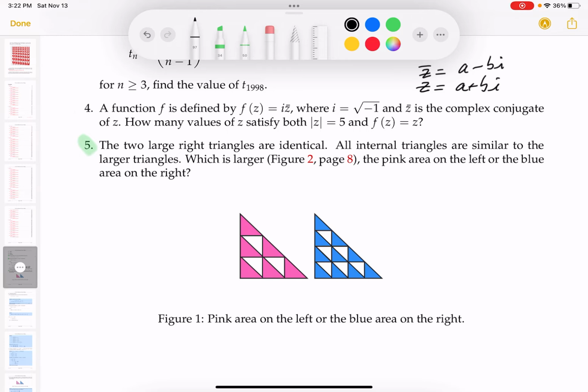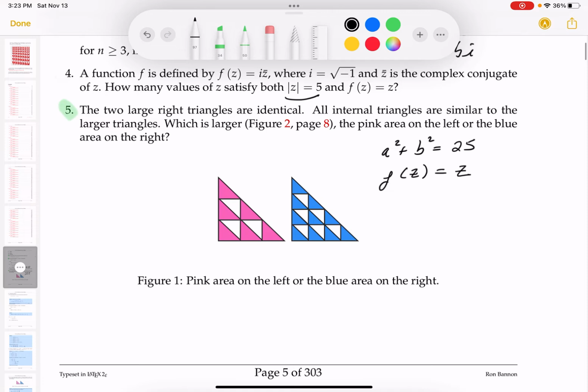That's a complex conjugate. Then they say, how many solutions satisfy where both the absolute value of z, that's the modulus, is 5. Now what does that mean? It means a squared plus b squared is equal to 25. That's what that means over there. Now the other one says f of z would equal z. All right, let's see if we can figure that out.